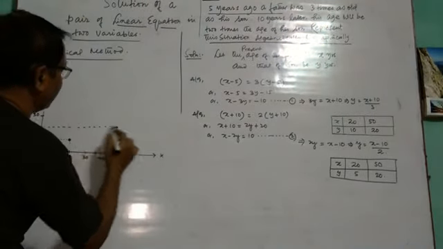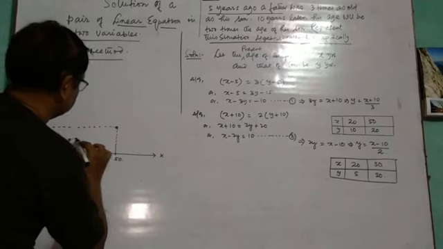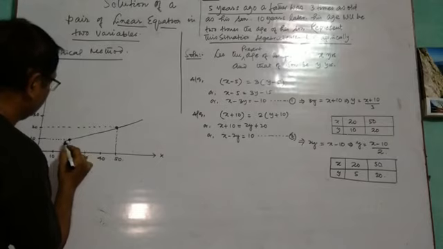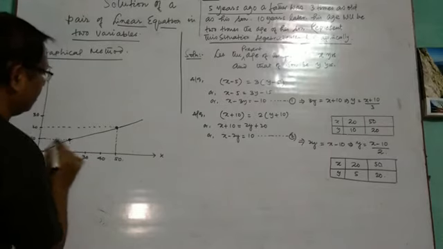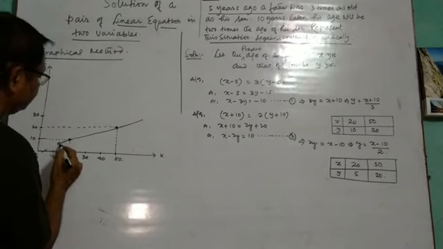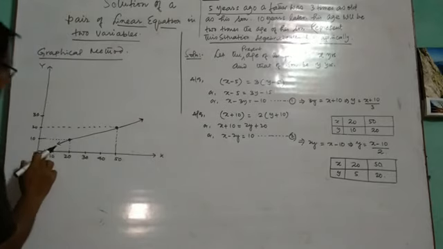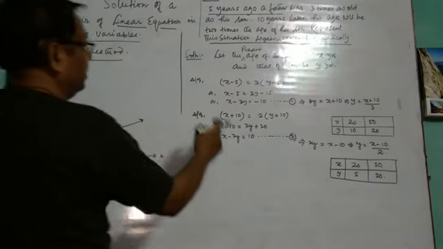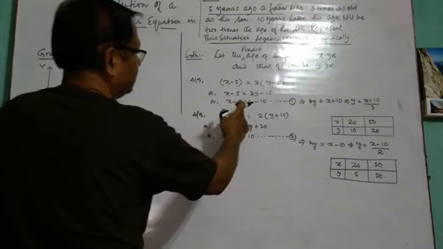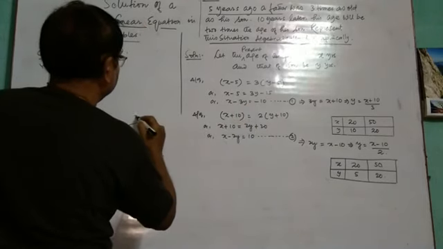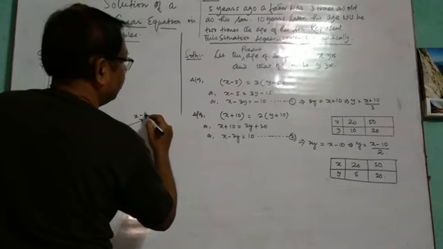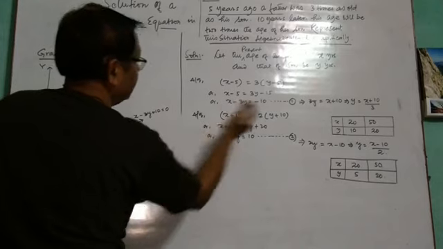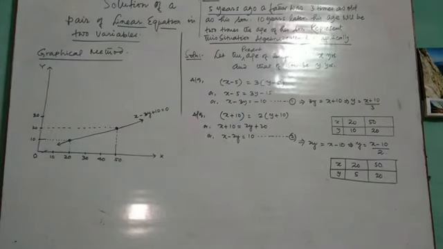Now with the help of the scale, you join these two points and produce the line this way. So this is the line we have drawn. After drawing it, don't forget to write down the original equation. The first equation is x minus 3y plus 10 equals 0. We can write it. And now the second equation.